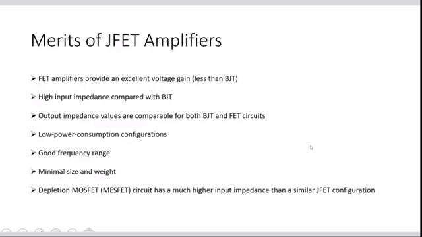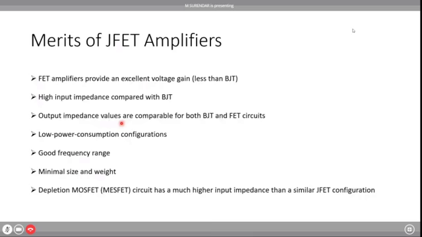Okay, so very high impedance is required for designing an amplifier. FET has that very high input impedance when compared with the BJT, and the output impedance value, both it is comparable with the BJT. Actually, FET and BJT almost have the same output impedance. Output impedance value should be as low as possible. Still, BJT competes with FET there, and it consumes very low power.